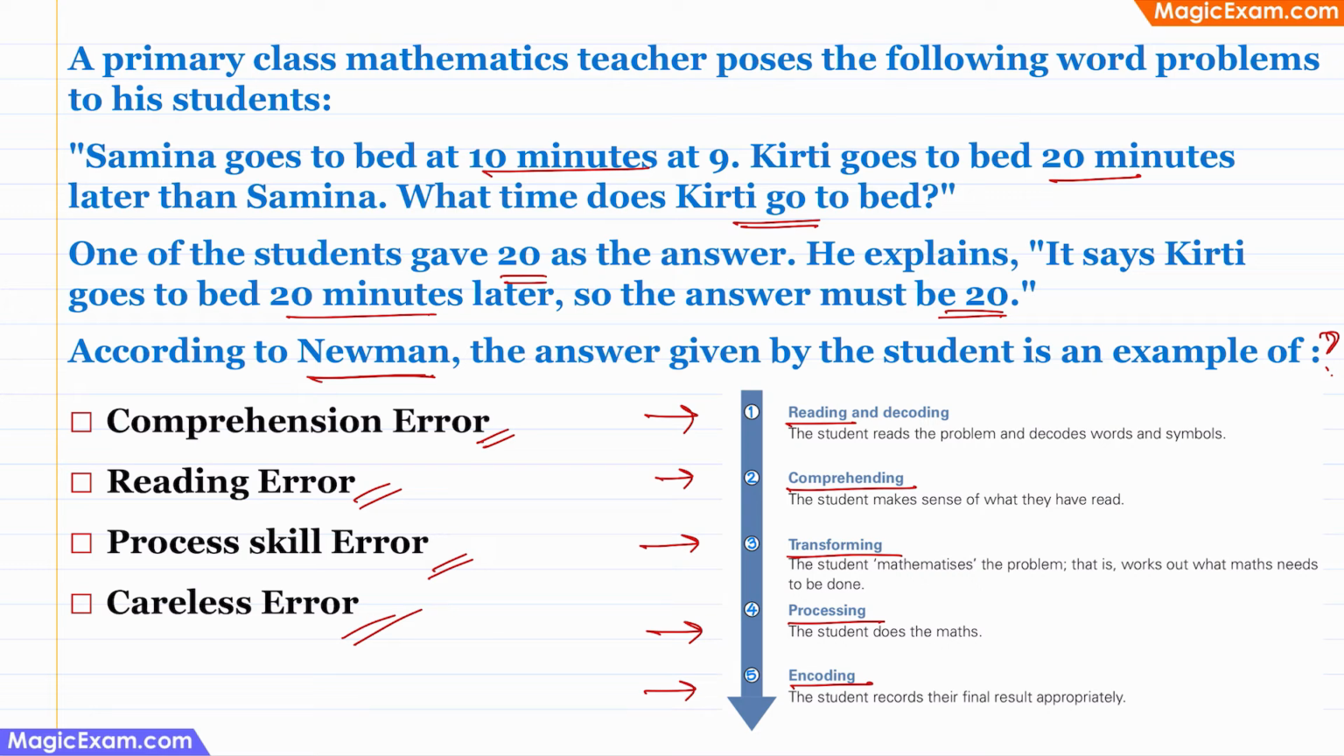Therefore, if we look at what is wrong with this student, is he able to read? Yes, he is able to read the question, so reading is not an issue. But here he is not able to understand what the question is asking or what the question is saying. Therefore, it is a comprehension error, right? Because he has not gotten to the stage of transforming this word problem into a mathematical formula or solving that formula. He is still at the stage where he is not able to understand what the problem is saying. So it is a comprehension error. So option 1 is the correct answer.